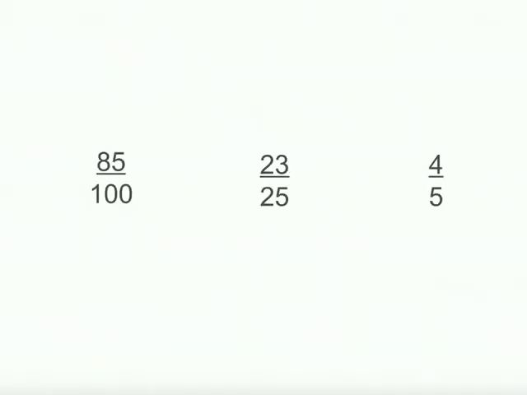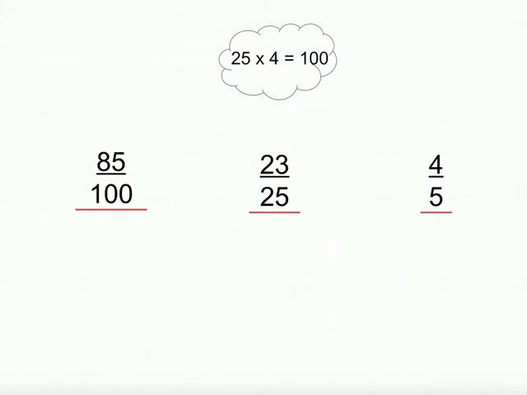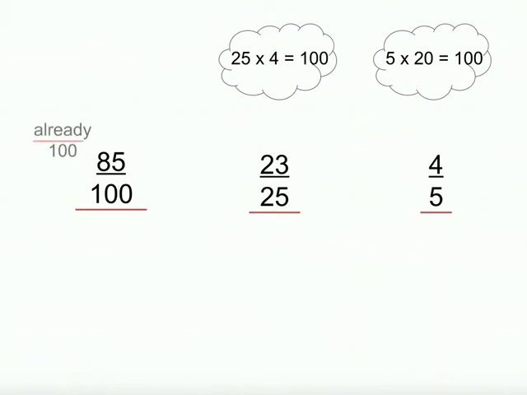Now let's look at how to use this strategy for solving problems. Remember, in the ordering fractions video, we talked about a method that just uses the numbers. Let's try it now. Here we have 3 fractions, and we want to put them in order from smallest to largest. We need to think about the denominators and how we can relate them to each other. We know 25 multiplied by 4 is 100, and 5 times 20 is 100, so we can use 100 as our denominator. This fraction is already out of 100, so we don't need to do anything to it.